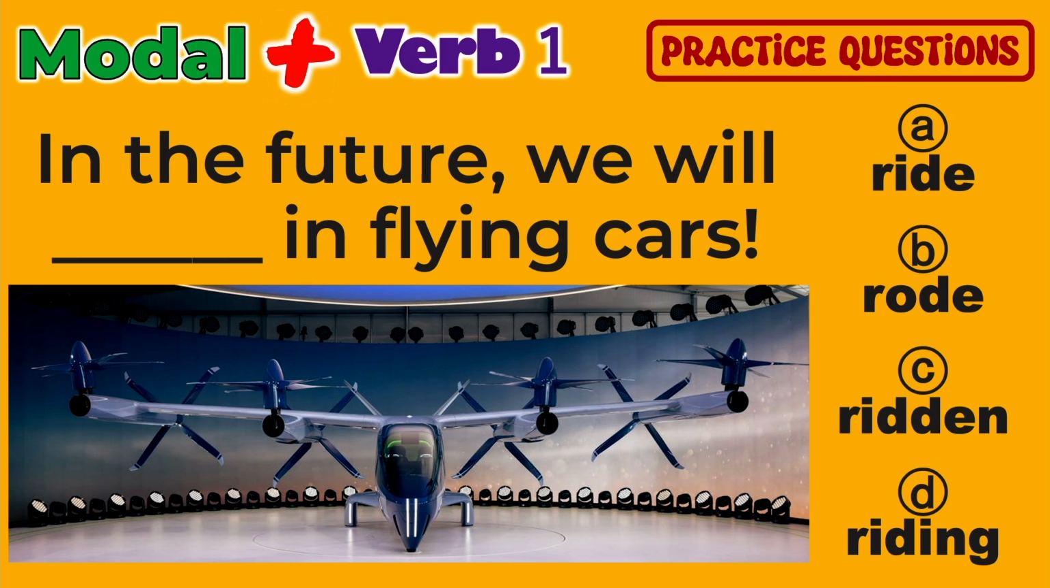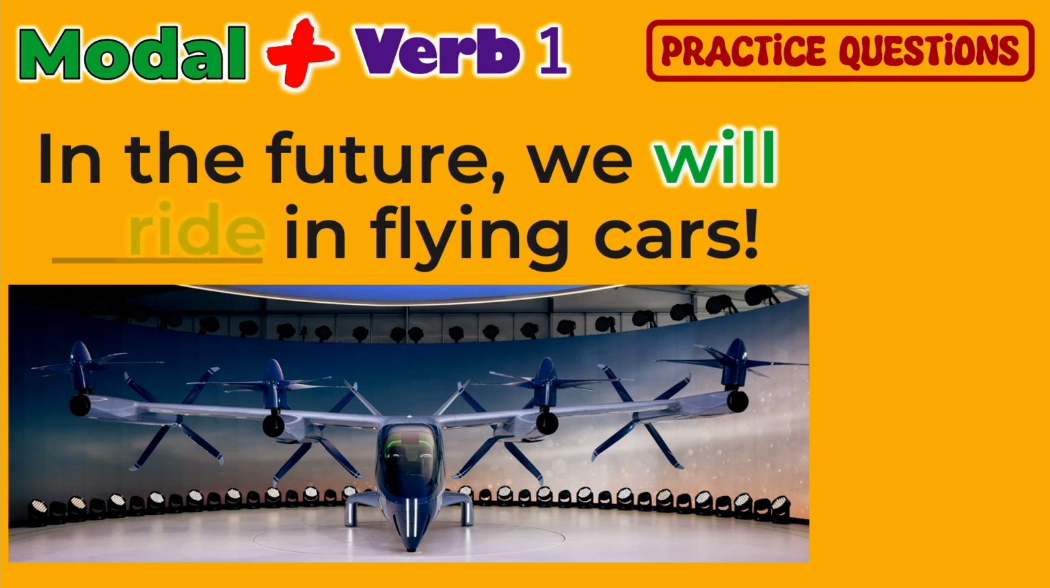The time is very noticeable here, right? This is clearly about the future. And when we talk about the future, we use will. Okay, so will is for the future. It's about time. But that's not what gives us the answer. What gives us the answer is that will is a, you got it, modal, and modal plus verb 1. In the future, we will ride in flying cars. Modal, verb 1.